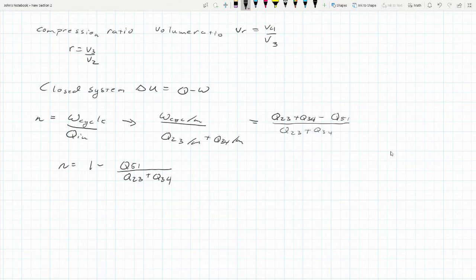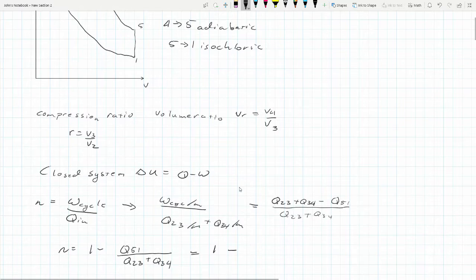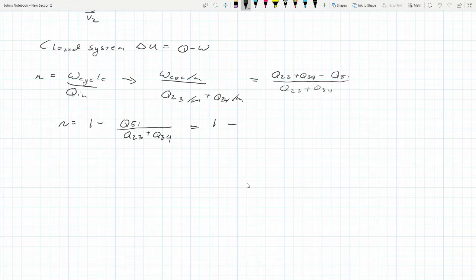Now, let's break this up. Process 5 to 1 is isochoric. Since it's isochoric, there is no work done. That means the change in internal energy is equal to the heat of that section, the Q of that section. So that'd be 1 minus U5 minus U1.